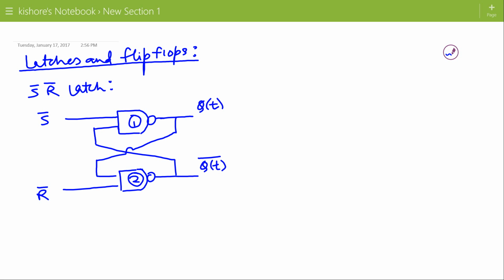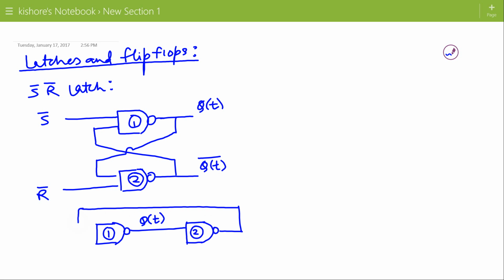This circuit can be redrawn like this also. Output of first NAND gate, that is QT, is the input for second NAND gate and output of second NAND gate is input for first NAND gate. This input is S bar and this input is R bar. So this is the circuit diagram for S bar R bar latch.